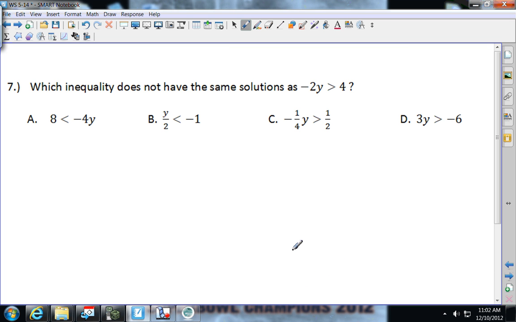Number 7. Which inequality does not have the same solution as -2y greater than 4? So let's solve for y right here. What do we need to do? Divide by -2. When you divide by a negative, what do you do? So I have y is less than -2. Now take a minute to go through A through D and figure out which ones have the same solution.